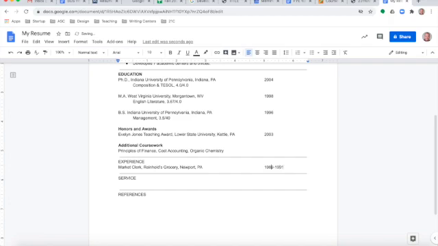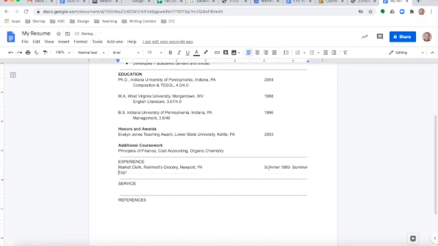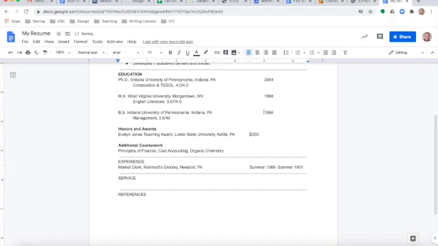Now I'm adding my experience. I start off with market clerk at Reinhold's in Newport. I put in the season and the year. Now look what happened. It doesn't fit. And if I try to force everything over, it doesn't look right at the top. So I've got an issue here.